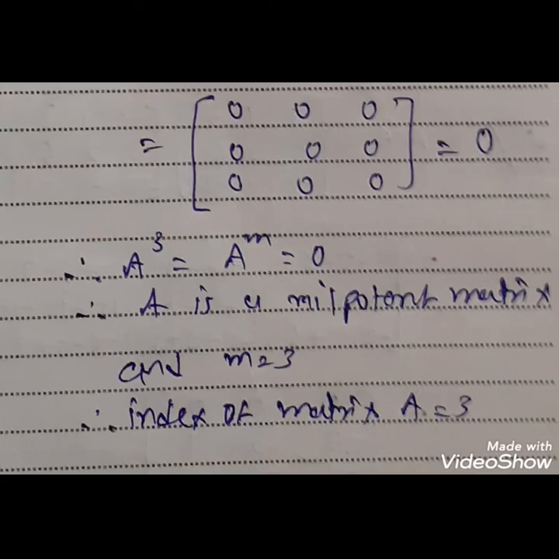So A cube equals 0, which means A is a nilpotent matrix of order 3, and now we have to find the index of this nilpotent matrix. So we compare it with A raised to m. A raised to m equals A cube equals 0, meaning m equals 3. So the index of this matrix is 3.